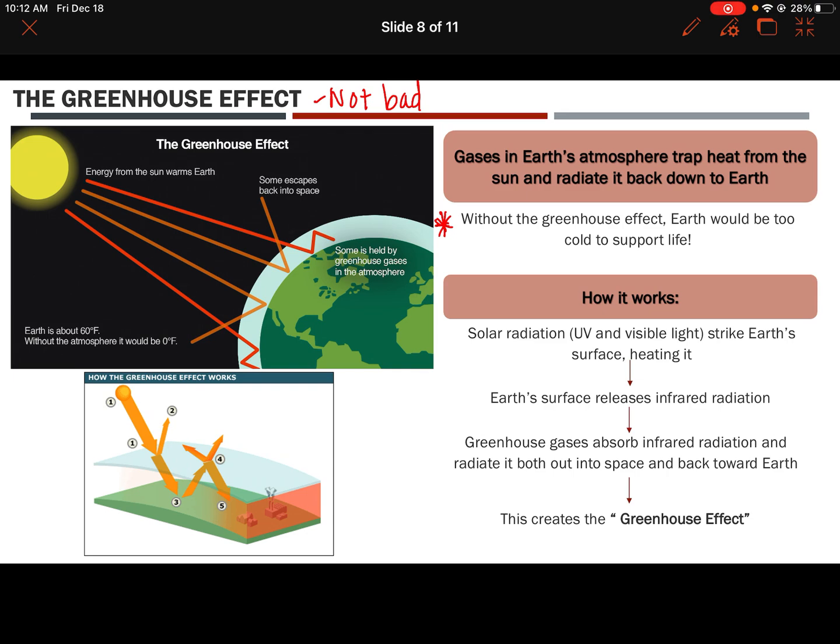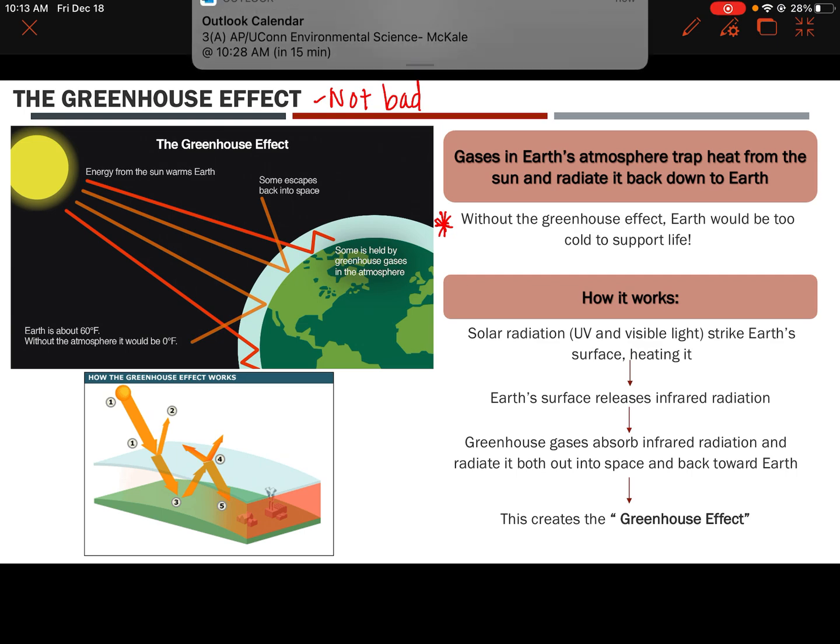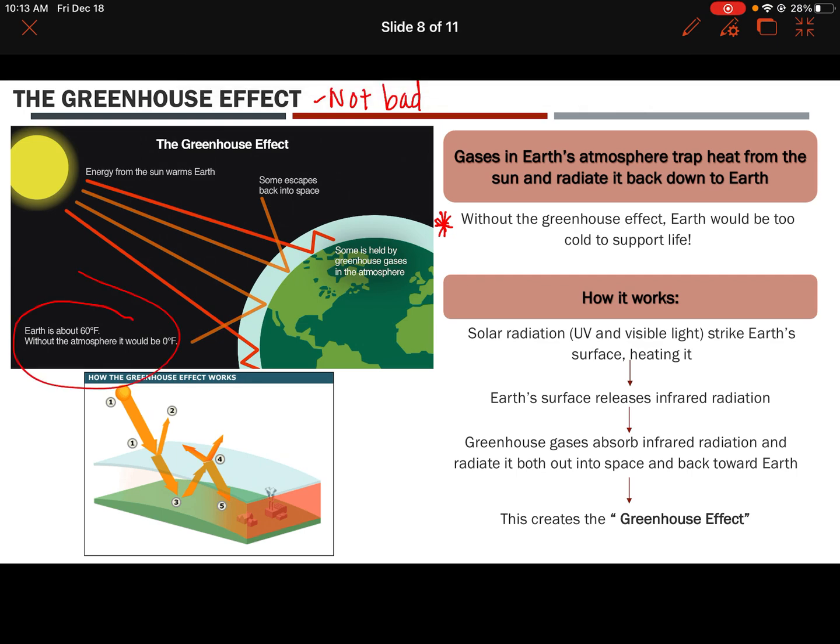how much of it. So without the greenhouse effect at all, Earth would be too cold to support life. Earth is 60 degrees Fahrenheit. Without the atmosphere, it would be 0. We would not be happily living here. Plants would not be growing. It would not support life on Earth.